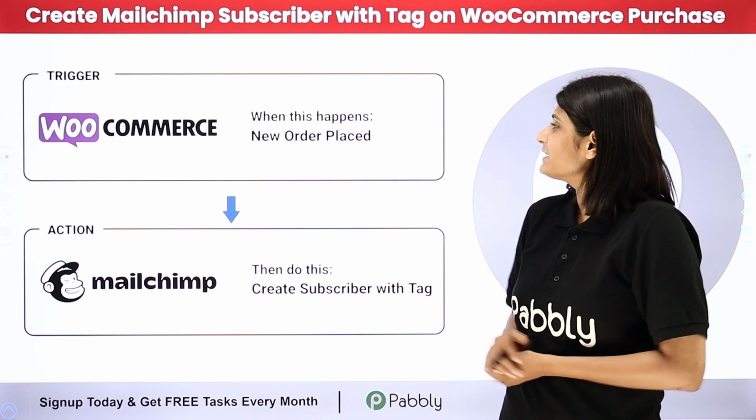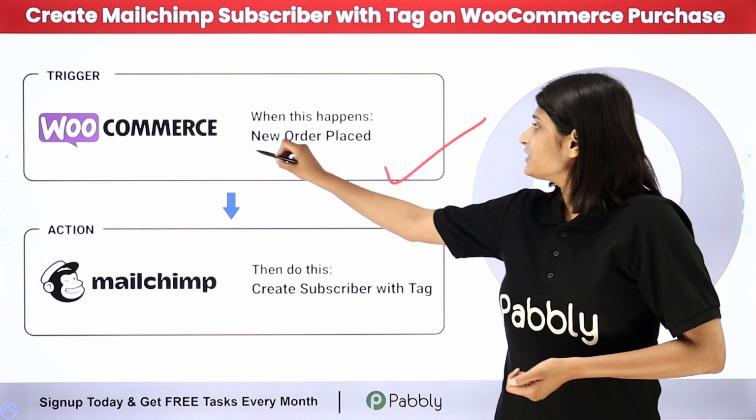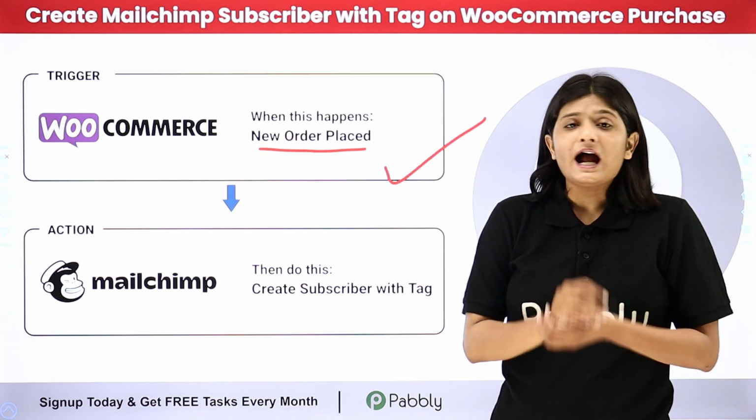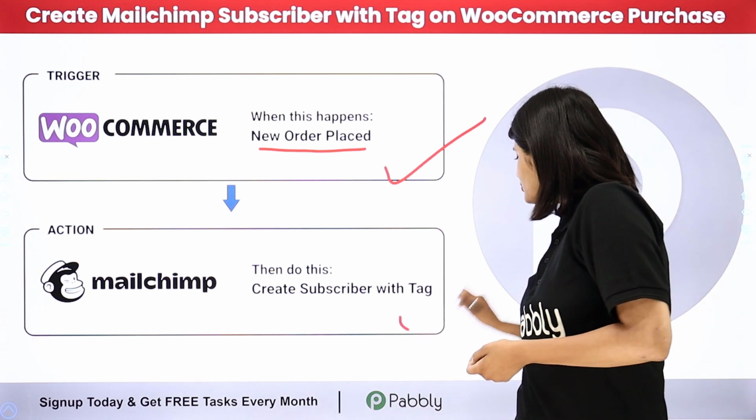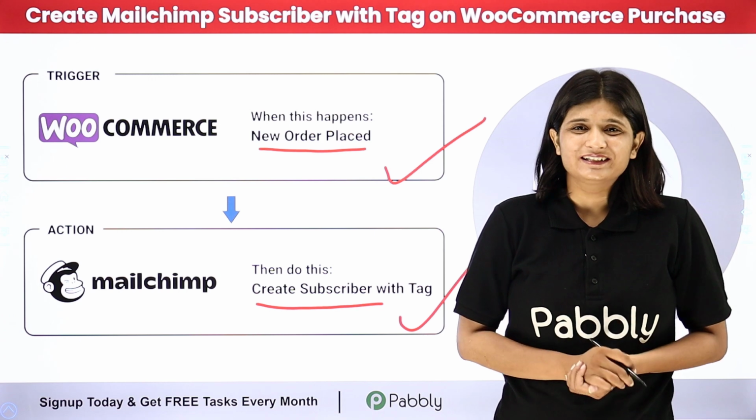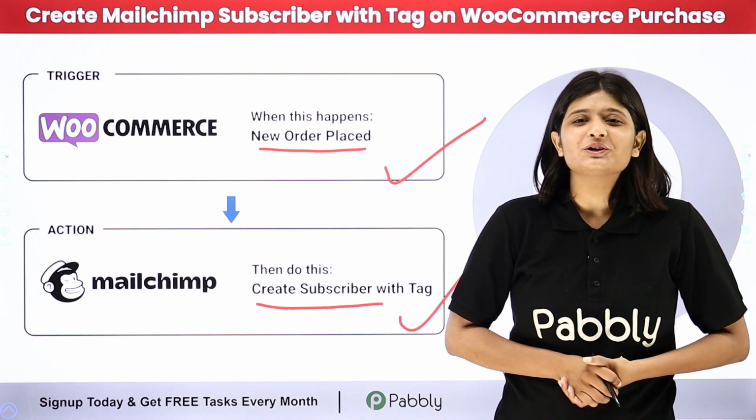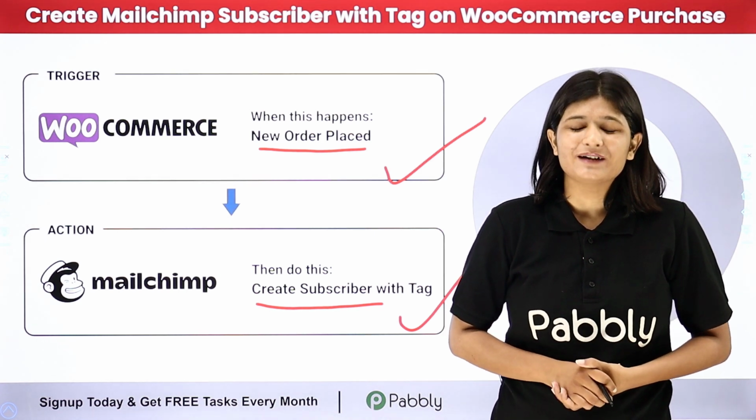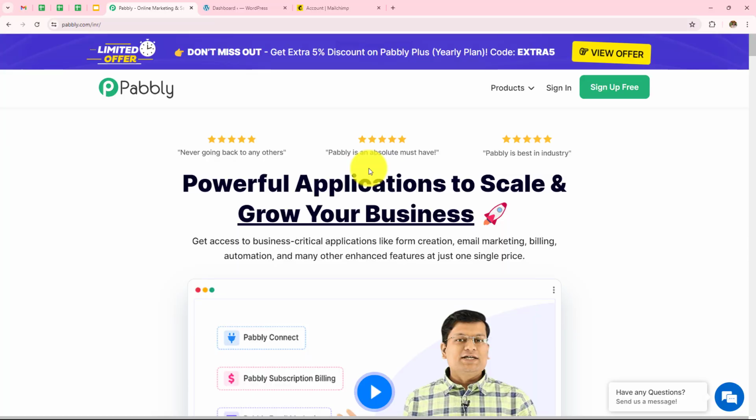Here as my trigger application, I will take WooCommerce, where the new order will be placed, and as my action application, I will take MailChimp, where the subscriber will be created with a tag automatically. If you want to learn this automation step by step, let me take you to my screen. In this video, we are going to learn how to create MailChimp subscribers with a tag on WooCommerce purchase. For this, we are going to create automation between WooCommerce and MailChimp with the help of Pabbly Connect.